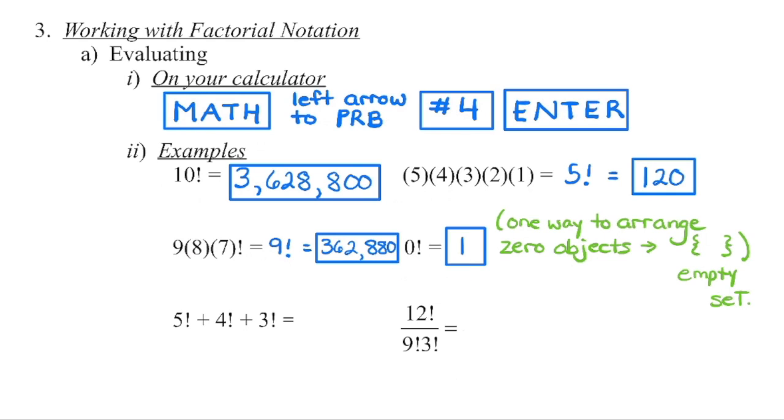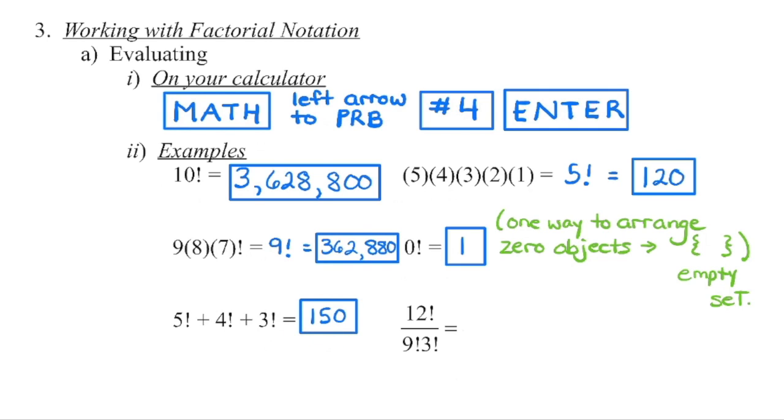If we are adding different factorial notations together, your calculator can just do order of operations. So we would work out 5 factorial plus 4 factorial plus 3 factorial. If you put that into your calculator all as one expression, you will get a value of 150.